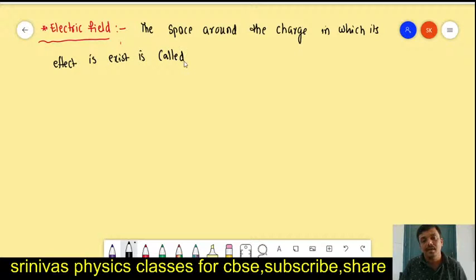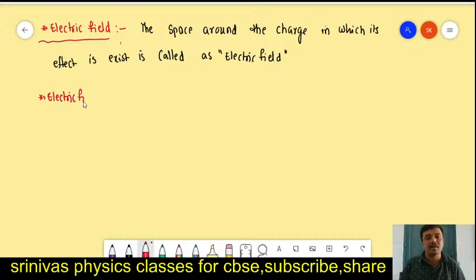Okay, right. Then what is electric field intensity? Electric field strength can be measured by using a quantity called the electric field intensity. Electric field intensity is noted with capital E. It is the strength of the electric field.